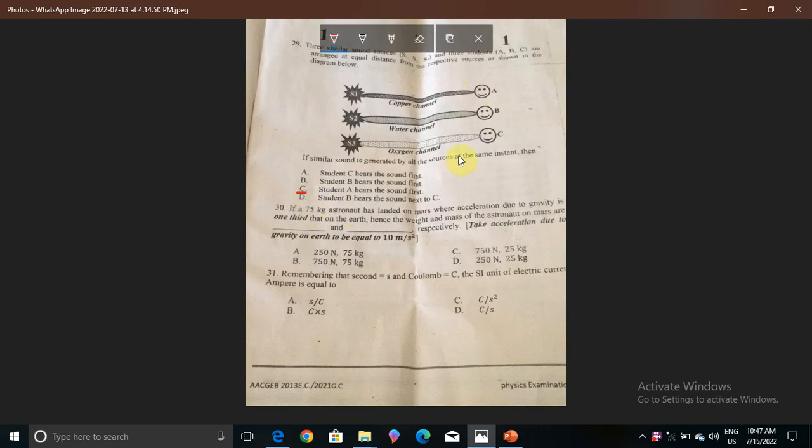Now question number 30 says: if a 75 kilogram astronaut has landed on Mars, where acceleration due to gravity is 1/3 that on the Earth, hence the weight and mass of the astronaut on Mars are dash and dash respectively. Take acceleration due to gravity on the Earth to be equal to 10 meters per second square.